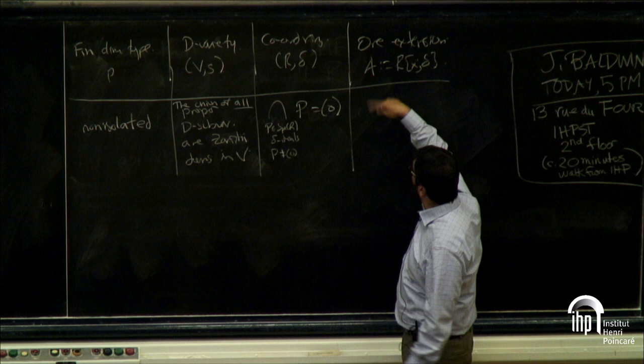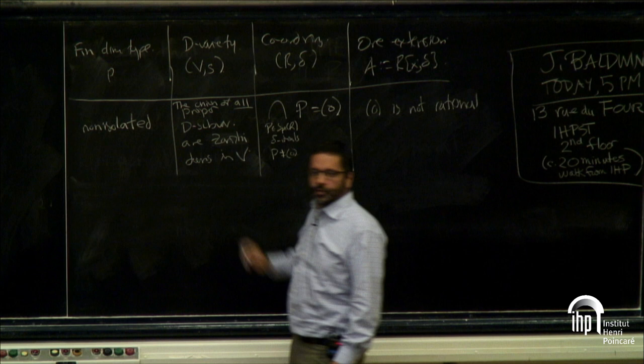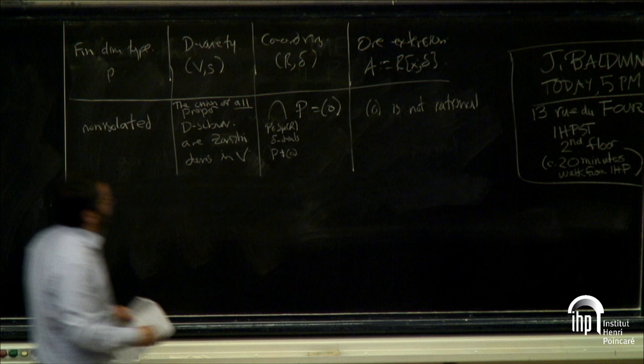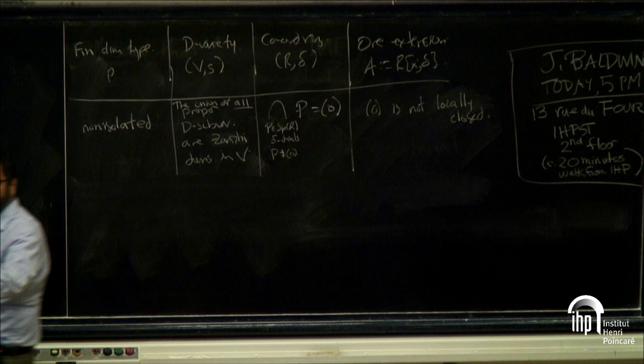So my claim is that this is equivalent to saying that this is not rational. There's some work to do this in both directions, but not too much. Not being rational meant that it's not locally closed. To be locally closed, for zero to be locally closed, meant that the intersection of all the non-zero primes in A should not be zero.